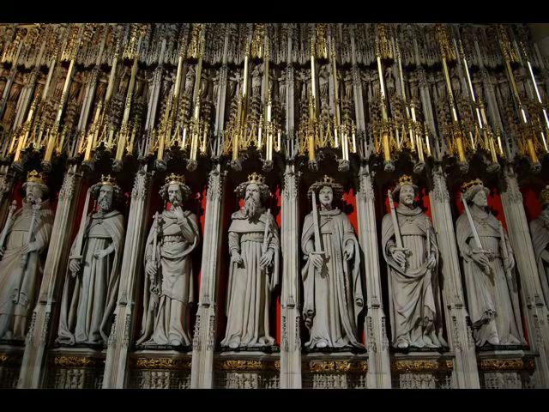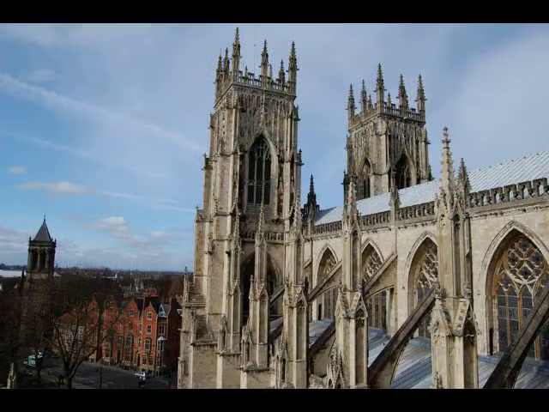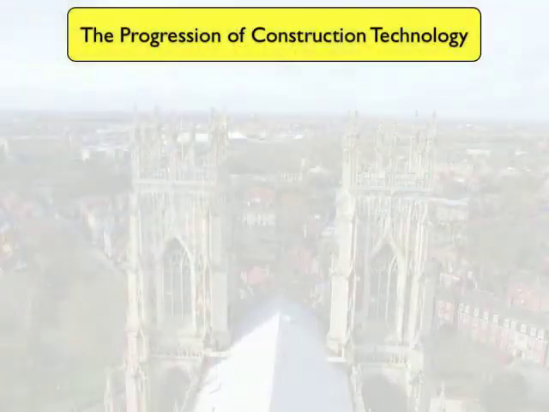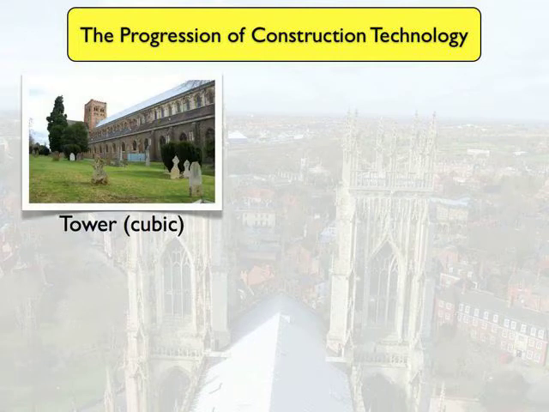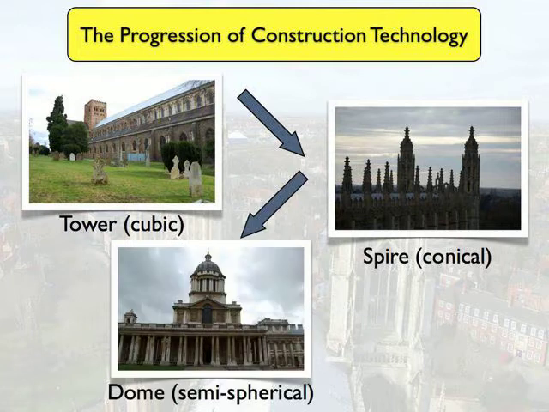We have looked mainly at aspects of design and decoration, but to end with, let's think about the shape of the building as a whole. First, in the roofs of the buildings we have looked at, one can also see the progression of construction technology, from tower to spire to dome.